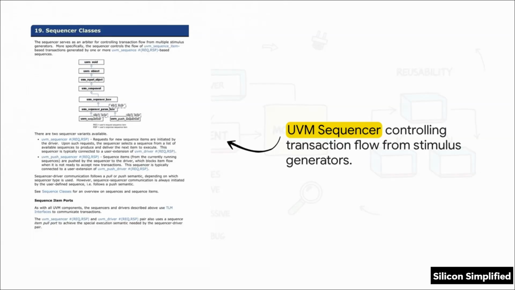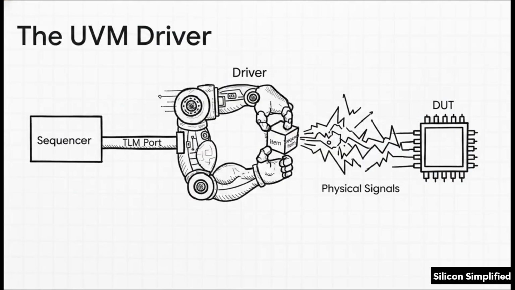First up in our triad is the sequencer. This guy serves as the strict arbiter managing the flow of high-level transaction items generated by your sequences. You see, your test scenarios describe abstract behaviors, things like send 10 randomized read requests, but it's the sequencer that actually controls the routing of those abstract sequence items. It acts just like a traffic cop, especially when you have multiple sequences all competing to execute stimulus at the exact same time.